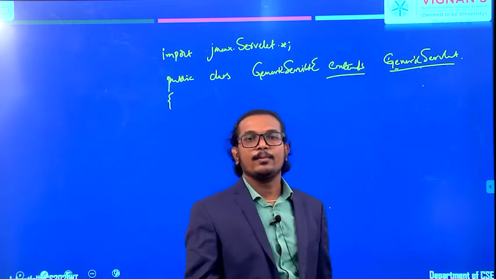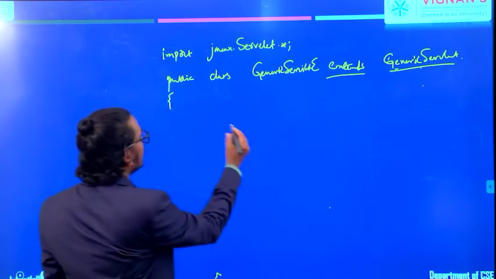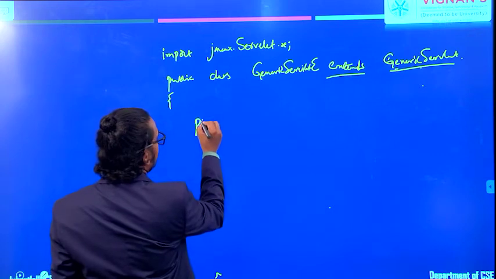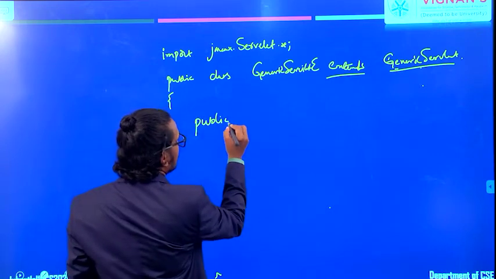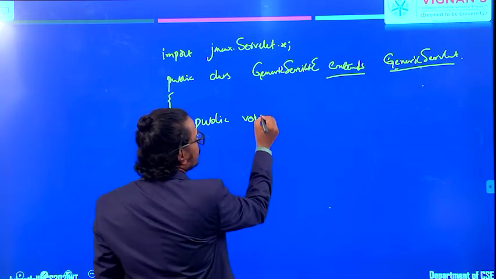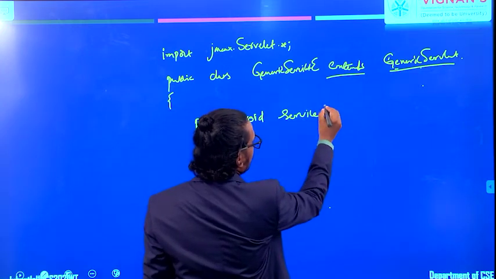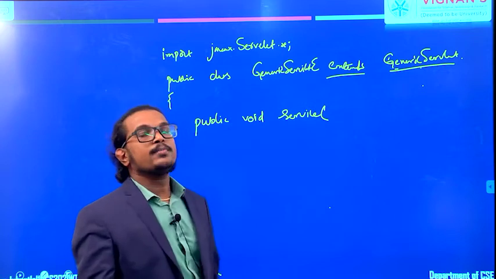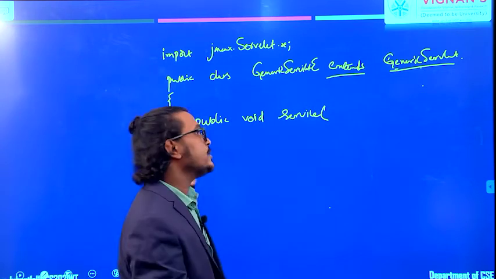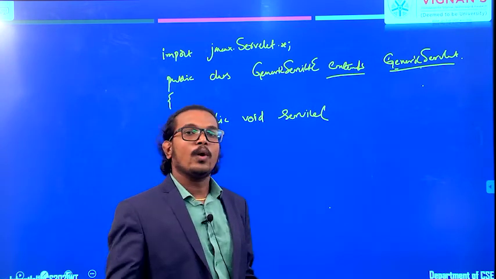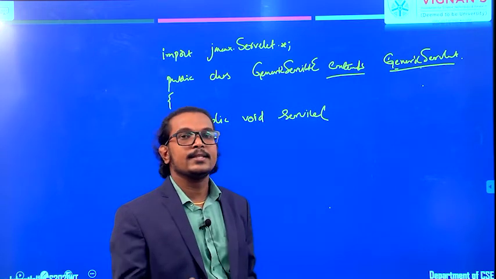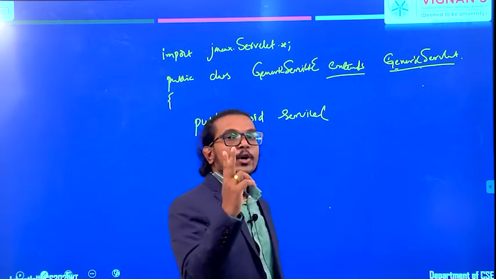We are having only one method, that is the service method. So I'm overriding the service method, public void service. In this particular service method, what is it taking? This service method is taking two parameters.